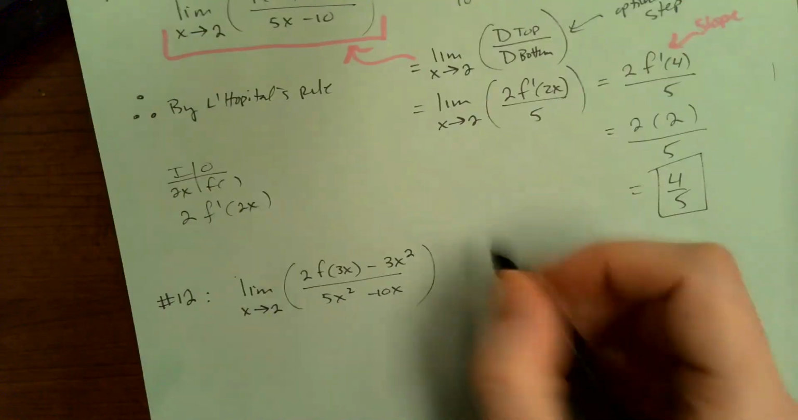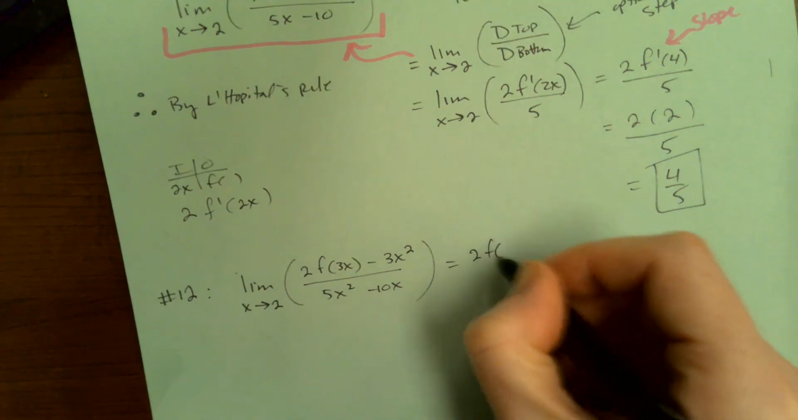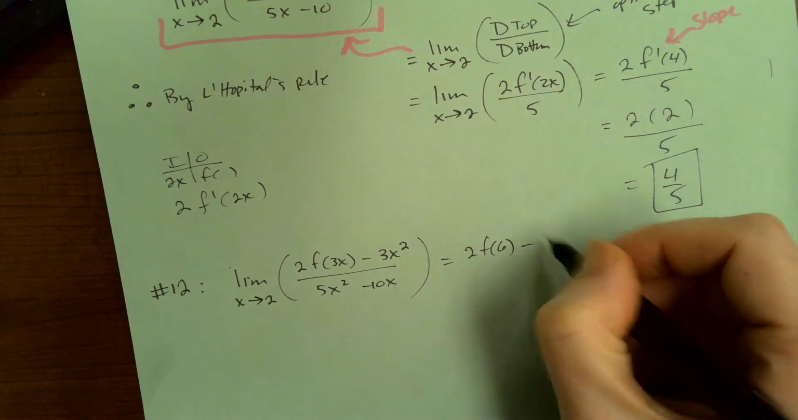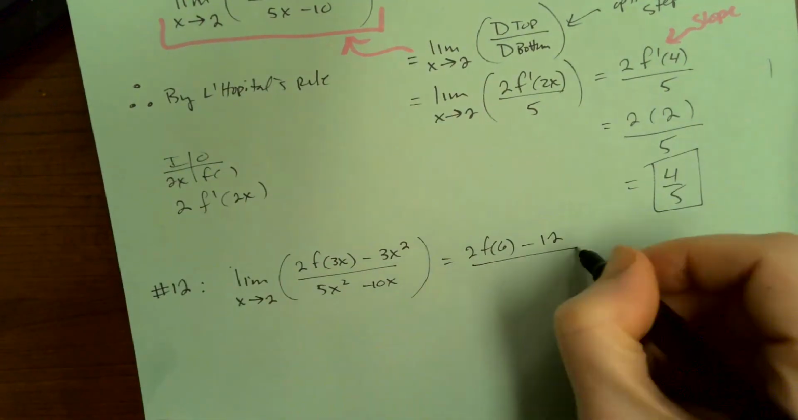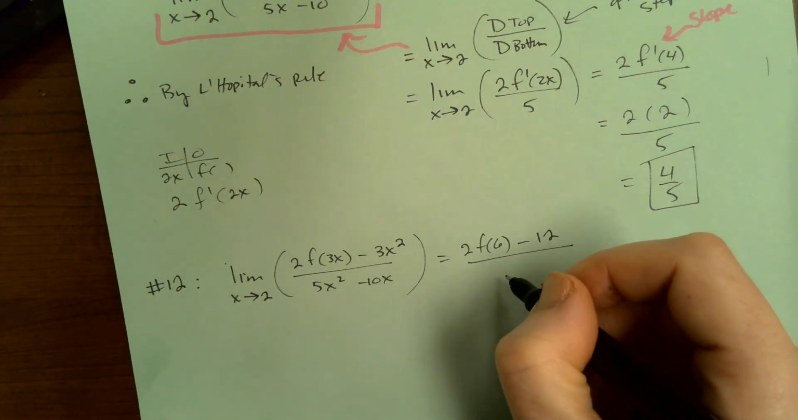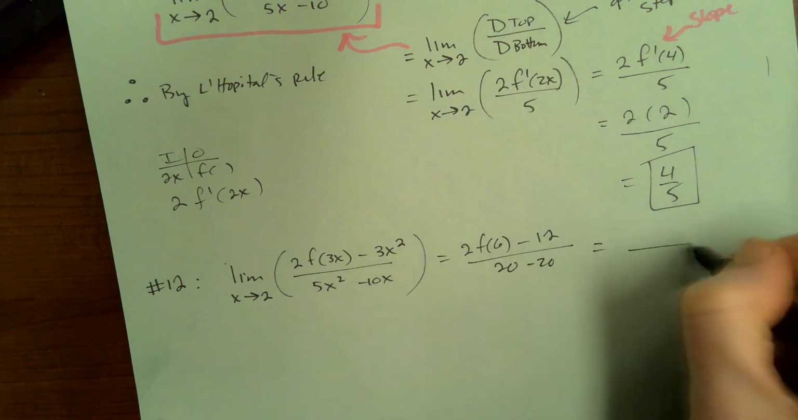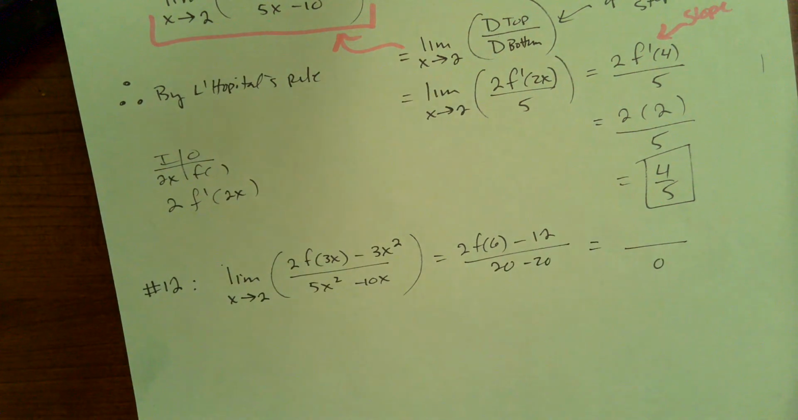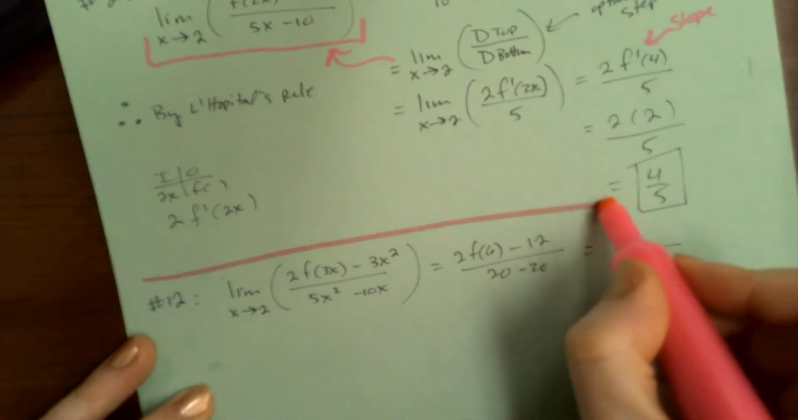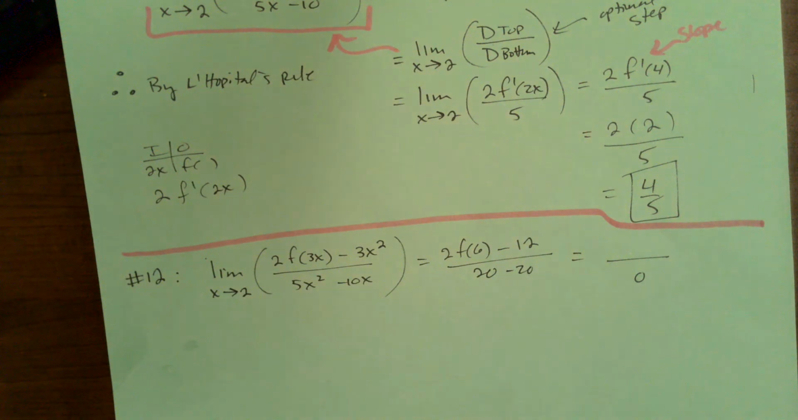So first you try direct substitution. So this is 2f of 6 minus, I'm plugging in 2 there, so that's 12. I'm plugging in 2, so that's 20 minus 20. So I'm getting 0 on the bottom.